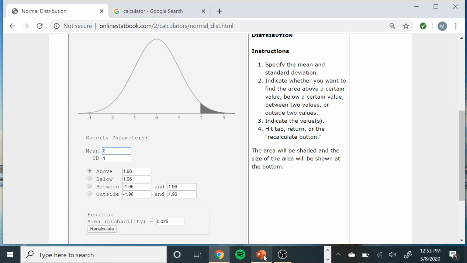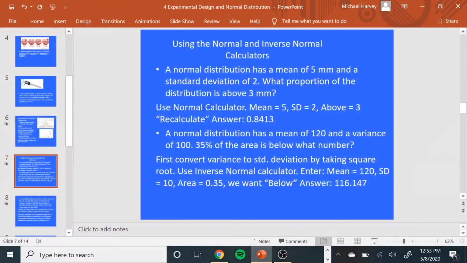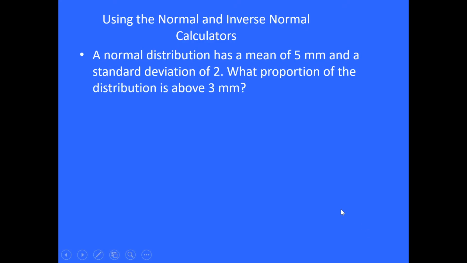Okay, let's see how we might use it. This is the type of question you're going to see in the homework. We have a normal distribution with a mean of 5 millimeters and a standard deviation of 2. What proportion of the distribution is above 3?